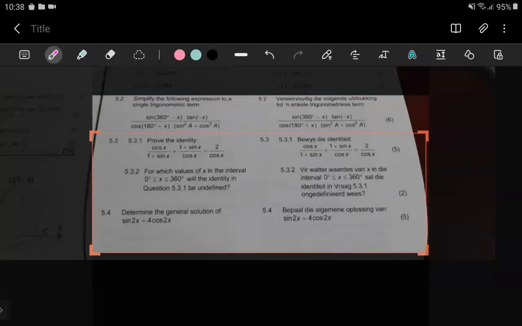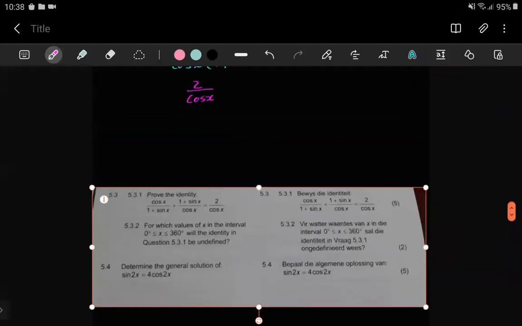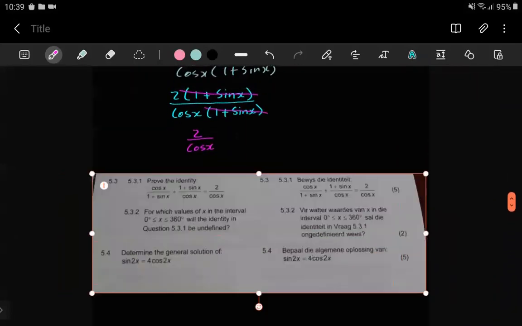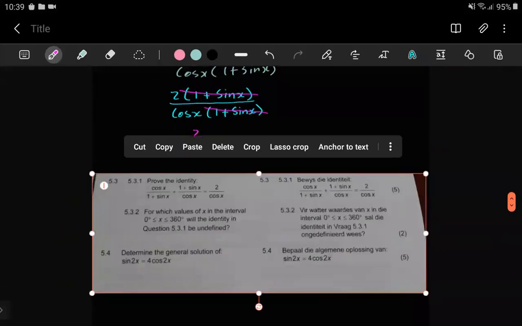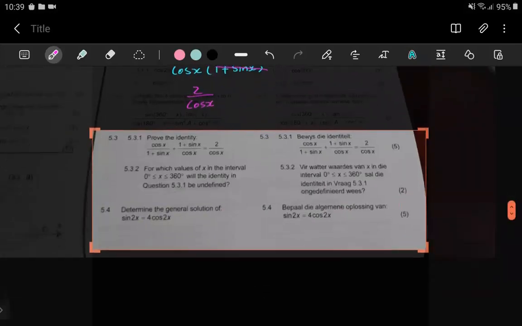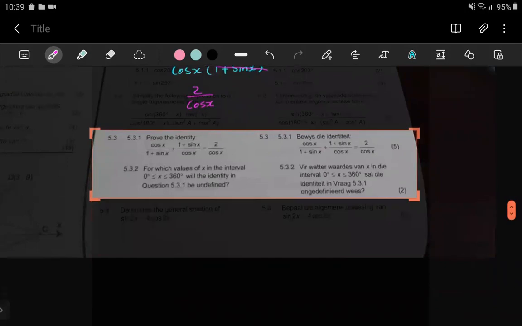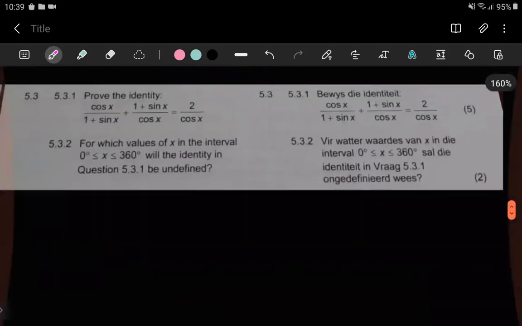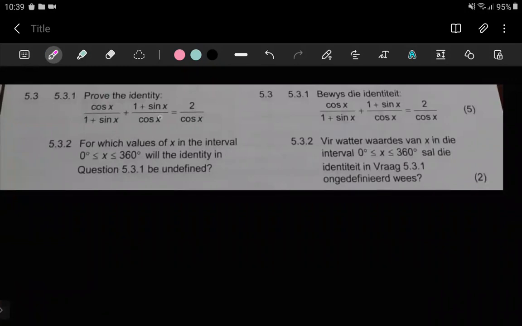So yeah, after having proven what we have proven, the next question is important, because it is asking us the following. It says there, prove the identity. Okay, we proved the identity.